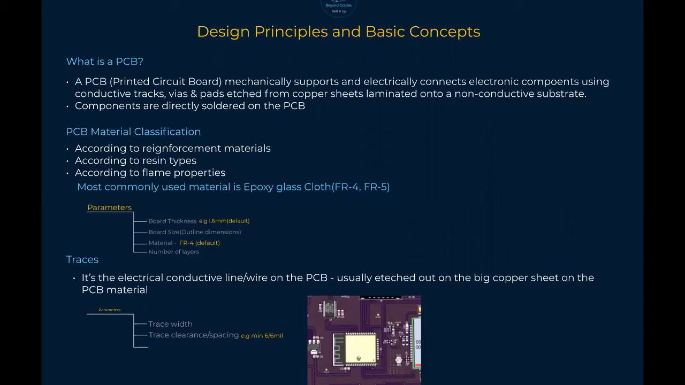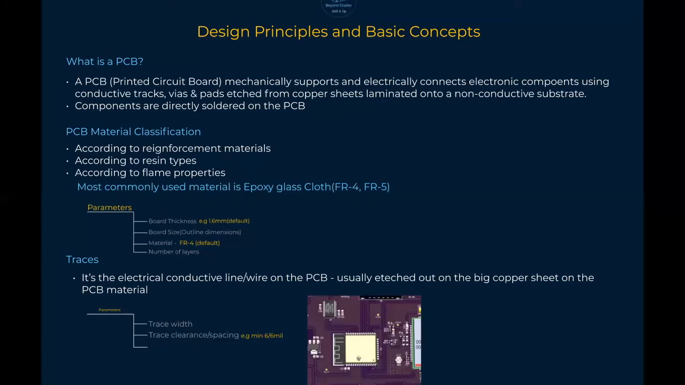So what materials are used in PCBs and what are the classifications that they come with? Well, we do have several types of classification. We have 3 of these, as you can see here: according to reinforcement, resin types, and according to flame properties. The most commonly used material is the one according to reinforcement, which uses epoxy glass. And the type of cloth that is used is FR4. So anytime you are going to select the material and you want to print out a PCB, the default selection will always be FR4. So just go with FR4 for now, and you can dive into the other classifications later.